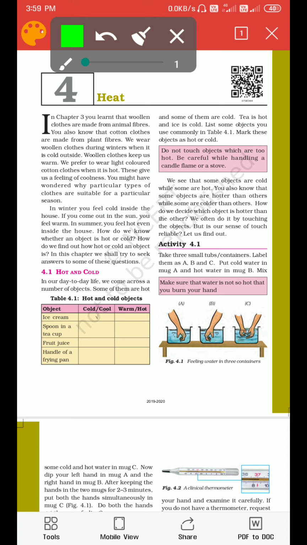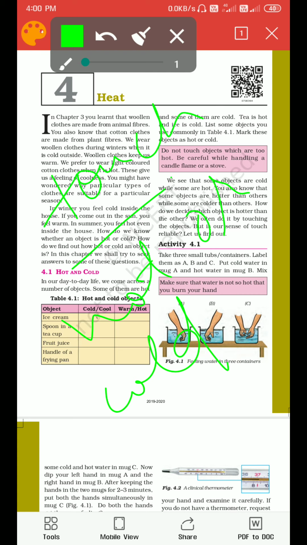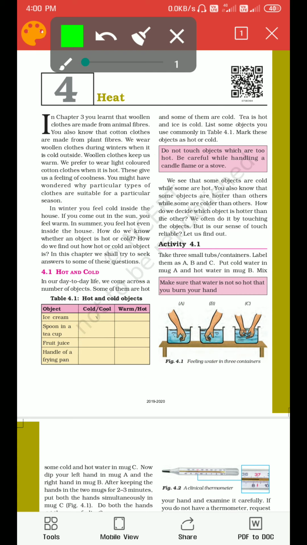Understood? So the thing is, how do we know that the given substance is hot or cold? How can we feel that? By a simple and very common practice, that is touch. When we touch the object, we feel that it is hot or cold. Understood? Here some examples are given. You have to find whether it is hot or cold. So let's find that. Ice cream, hot or cold? It is cold. A spoon in a teacup. If the tea is hot, obviously the spoon will also be hot.